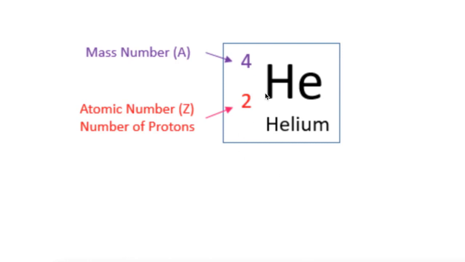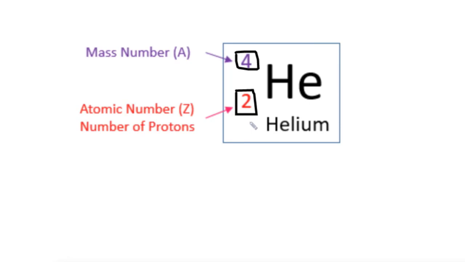Just as a review, we can see that the top number in helium is the mass number. So this number right here, this 4, tells us the mass number, and the bottom number right here is the atomic number. The mass number is the sum of the protons and neutrons, so we know that the sum of the protons and neutrons of helium is 4. And the atomic number corresponds to the number found on the periodic table, as well as the number of protons in the element.